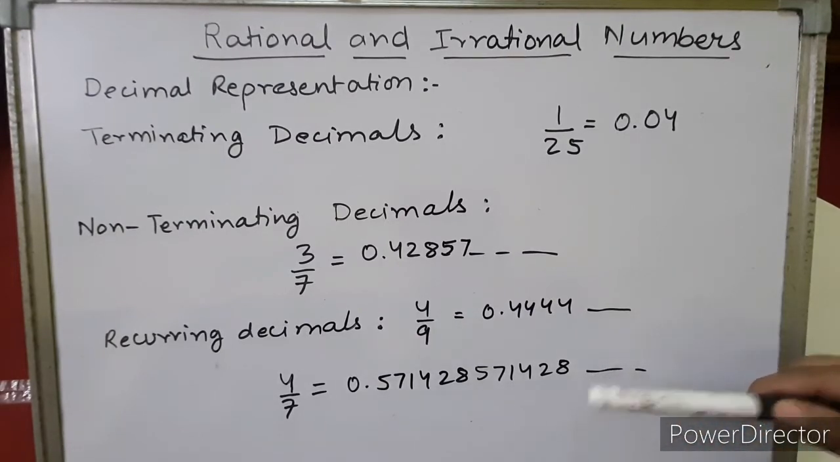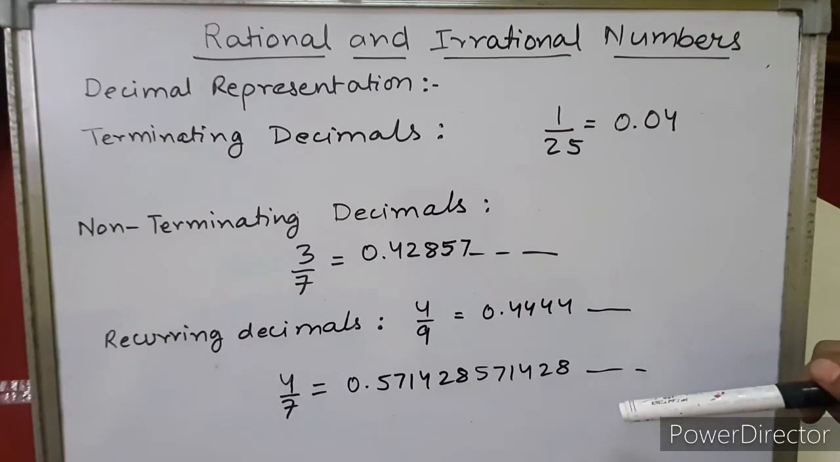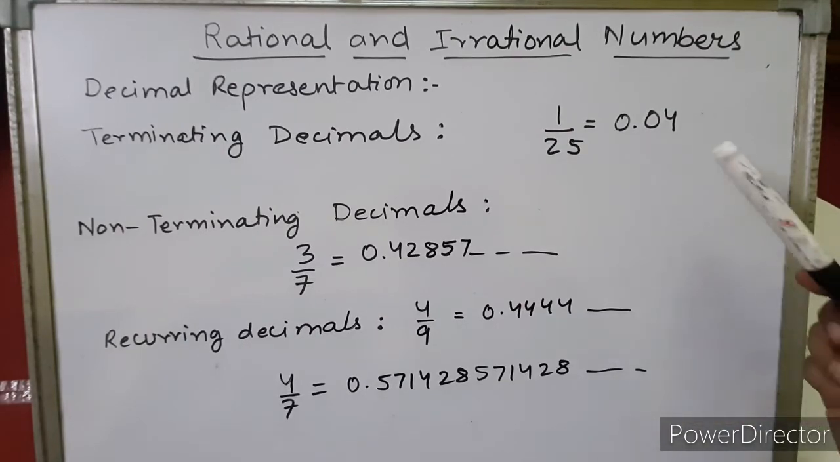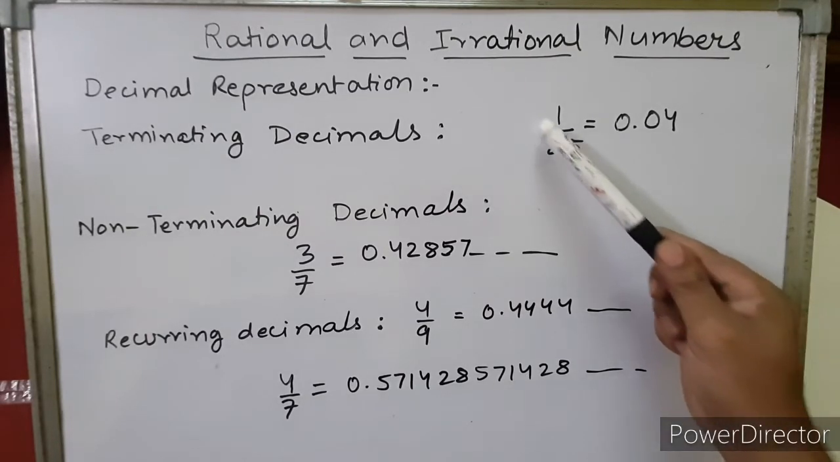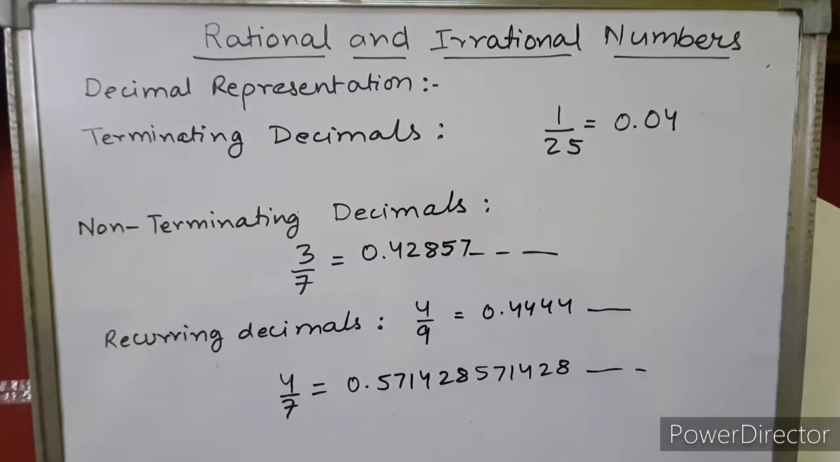So terminating and recurring decimals are rational numbers. We can convert them into fractions, A upon B form. You can see 0.04 can be converted into 1 upon 25. This is A upon B form where B is not equal to 0. Note down please.